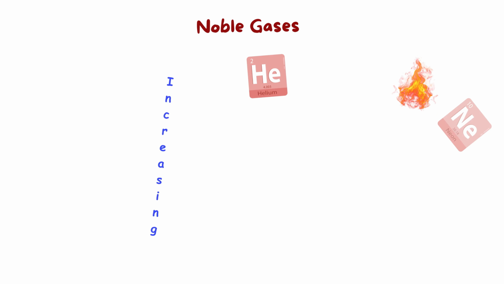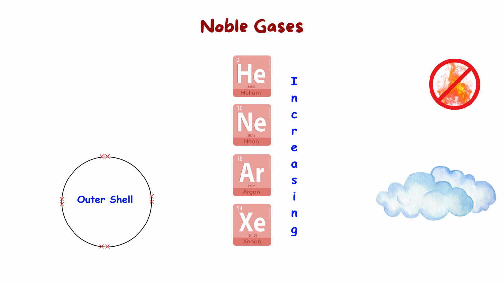Now moving on to Group 0, the noble gases. While we had considered dedicating an entire video to them, the truth is that there isn't much complexity to their chemistry that you need to memorize. Noble gases include elements like helium, neon, argon, krypton, xenon, and radon.